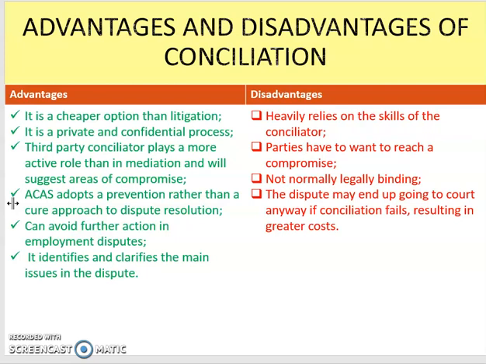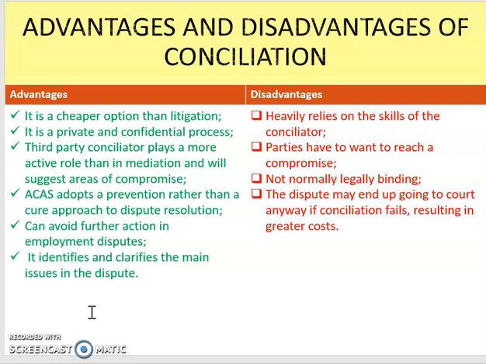So, you can say that this is quite a forward looking method. And it can avoid further action. ACAS is very useful for employment disputes. Employers are often quite keen to use them because they'd rather solve it through conciliation than go into court. And it can be very useful in identifying and clarifying the main issues in the dispute.